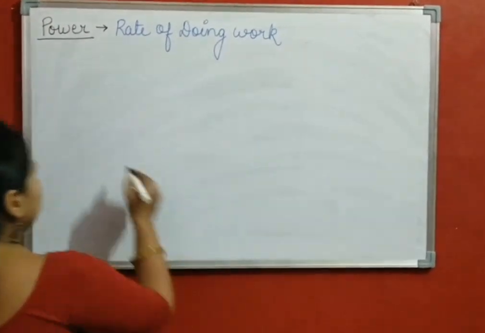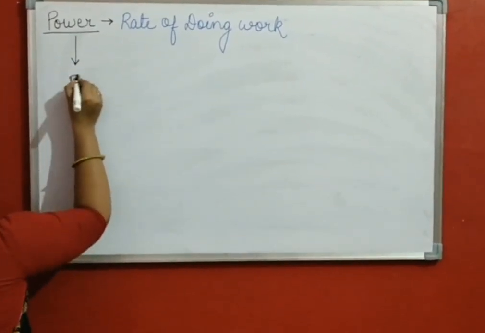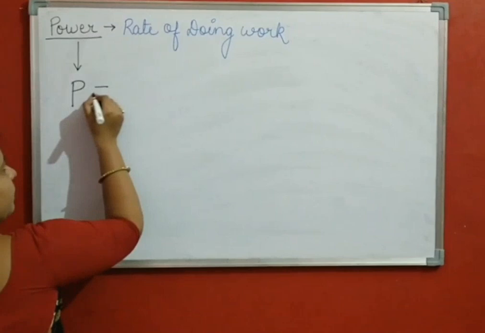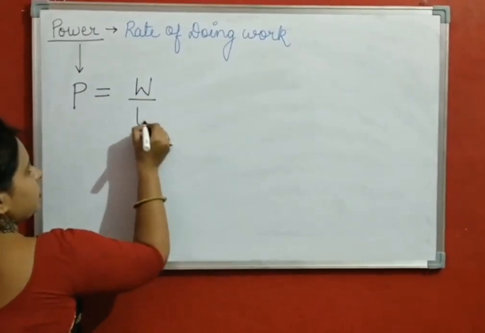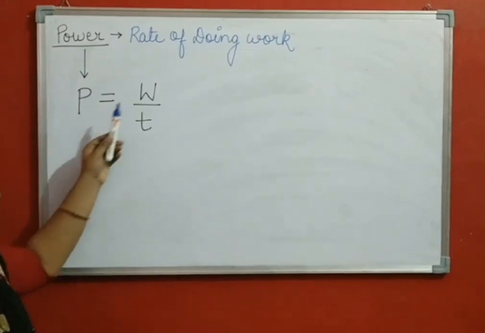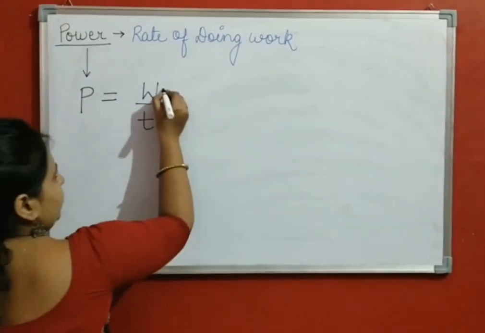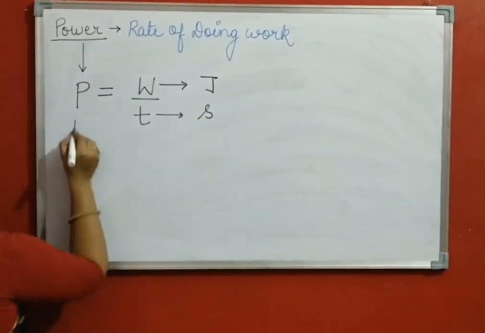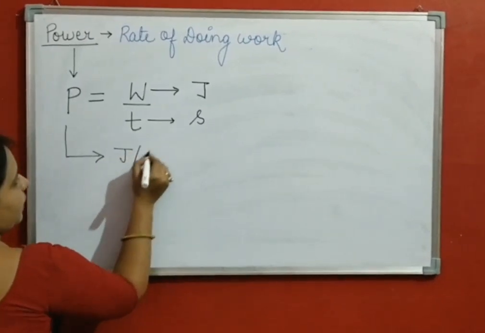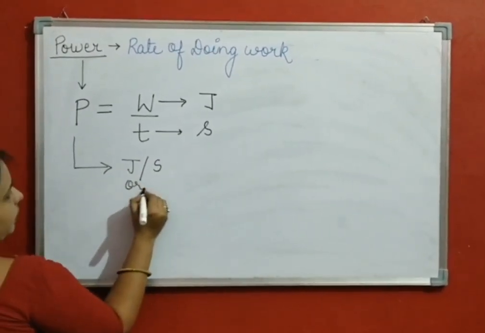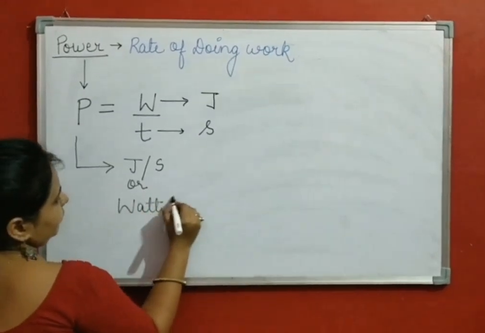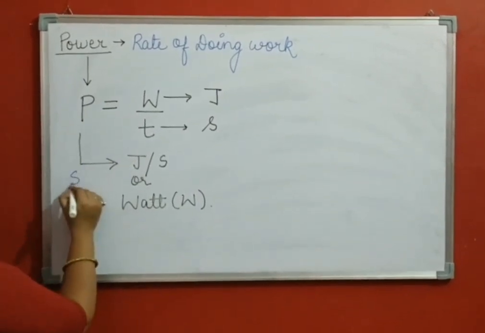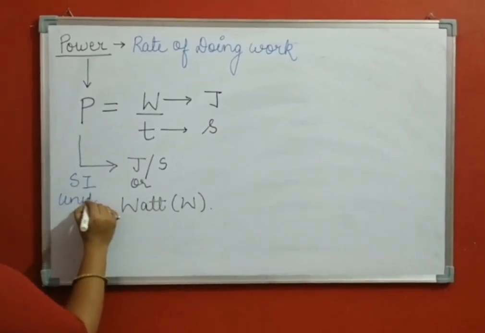Mathematically, power is represented by capital P. Rate means divided by time, so you can write it as W upon T. This is the formula of power: P is equal to W by T, where the unit of work is joules and time is in seconds. So the unit of power is joule per second, or it is also called watt, which is represented by capital W. The SI unit of power is watt.